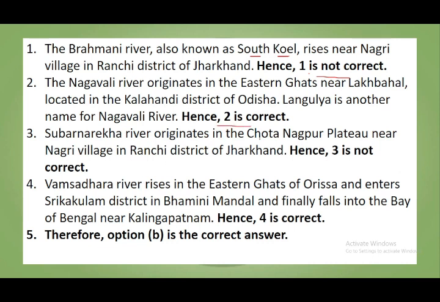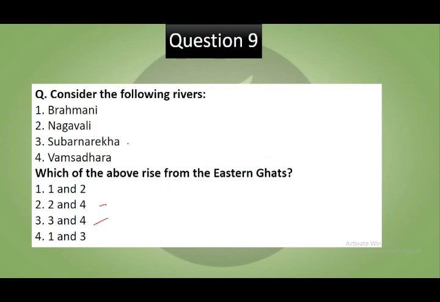The Subarnarekha river originates in the Chota Nagpur plateau near Nagri village in the Ranchi district of Jharkhand. Therefore, the third statement is incorrect. It does not rise in the Eastern Ghats.